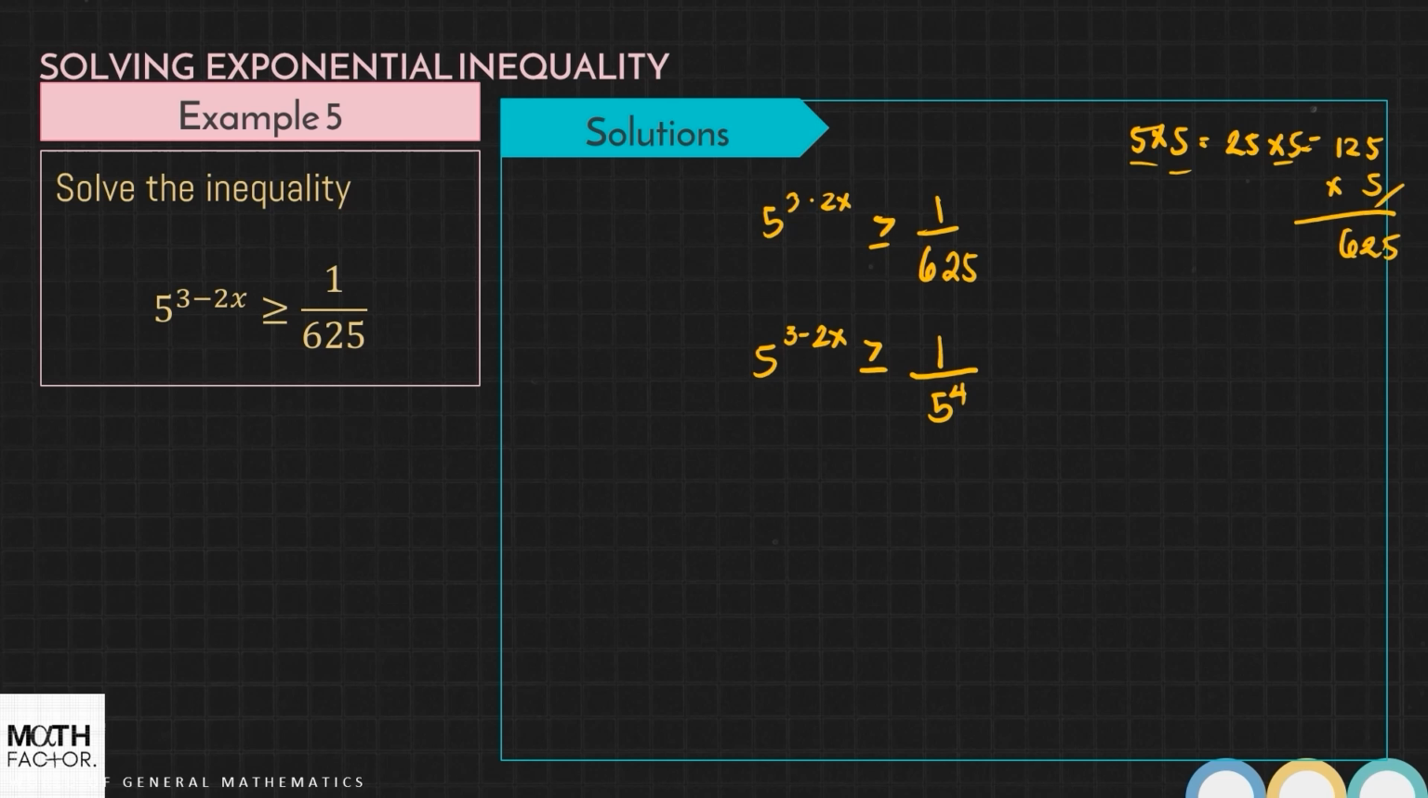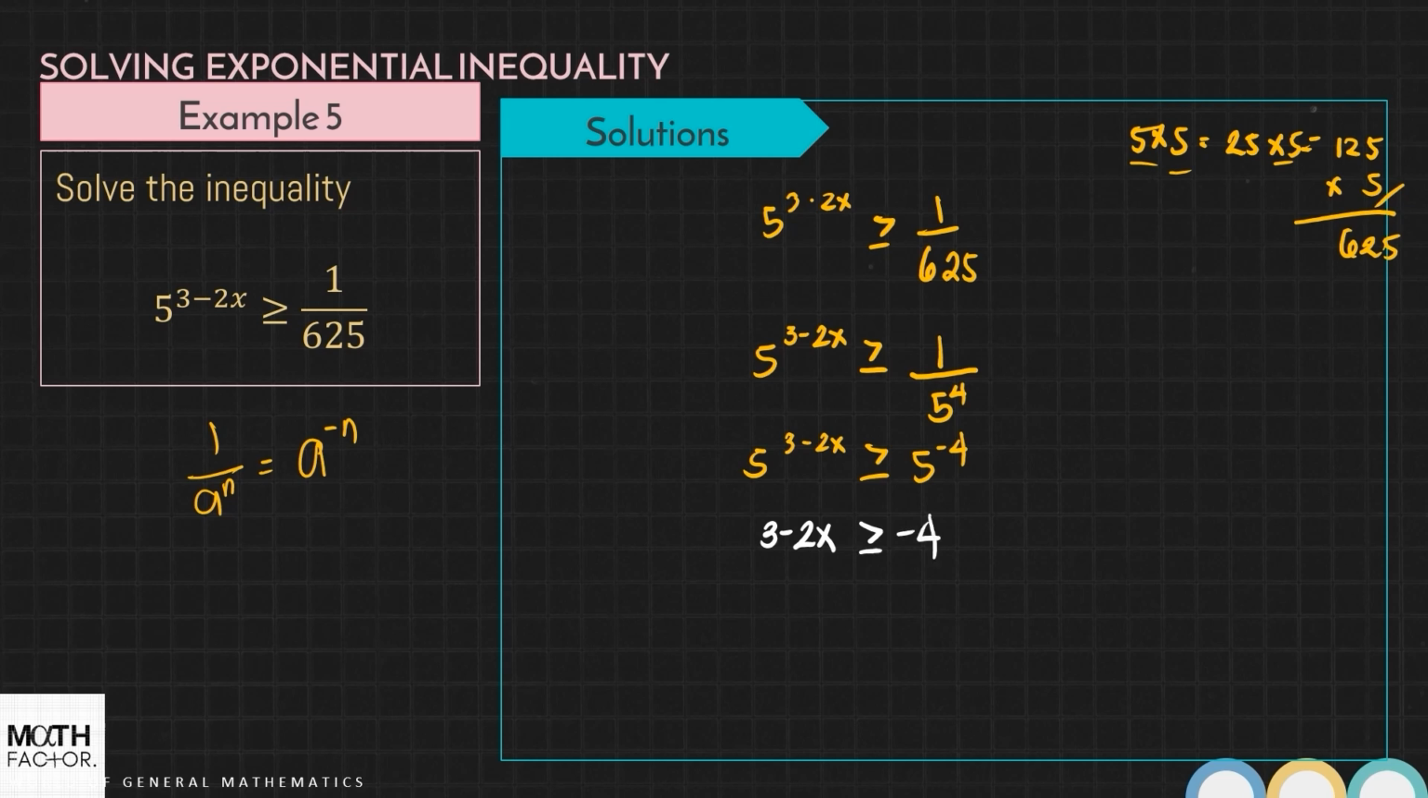So, if you recall our negative power rule, 1 over a raised to n is equivalent to a raised to negative n. So, let us apply this rule or law of exponent. So, this would become 5 raised to negative 4. And since we have now the same bases, let us apply the one-to-one property. We have 3 minus 2x is greater than or equal to negative 4.